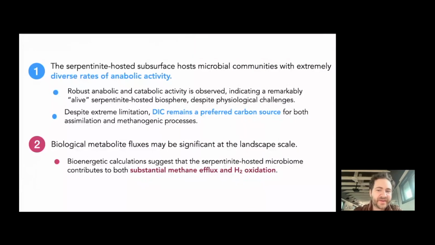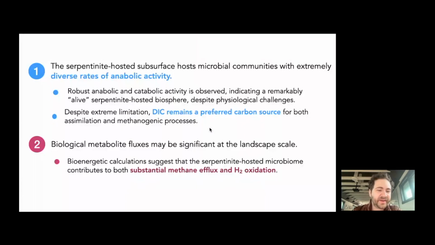And so to summarize, our main conclusions are twofold. The serpentinite-hosted subsurface hosts microbial communities with extremely diverse rates of anabolic activity, but more importantly, extremely robust rates of anabolic activity. Oftentimes in these rock-hosted subsurface environments, we consider microbial life to be just holding on for dear life and doing what it can very slowly. But in this environment, we're able to see very fast rates of both anabolic and catabolic activity.